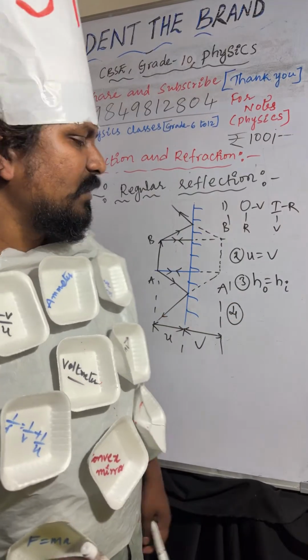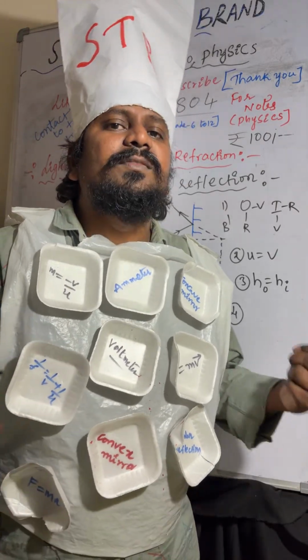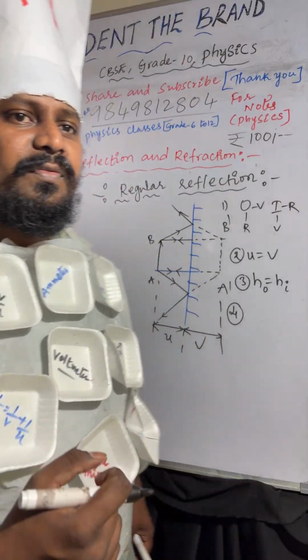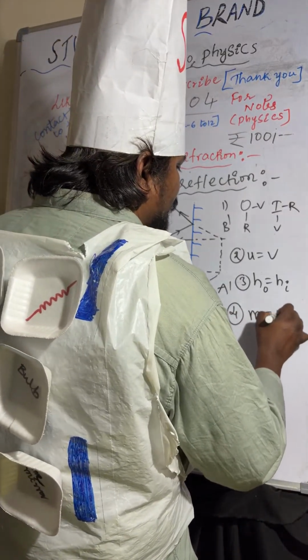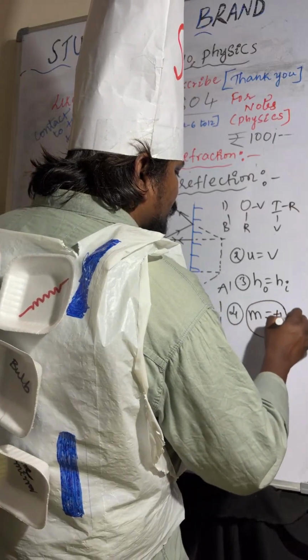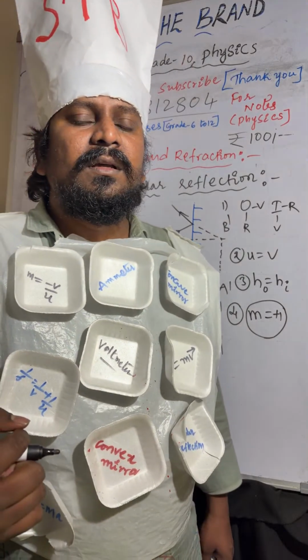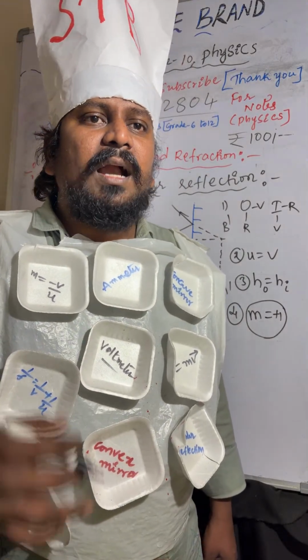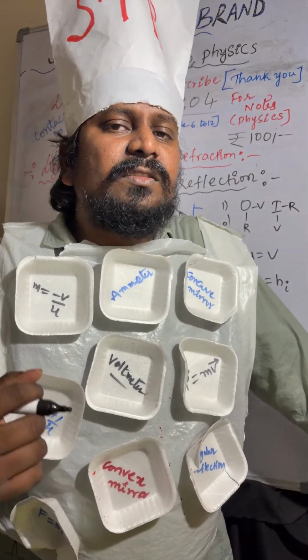And the next one, magnification of the plane mirror is +1. So m equal to +1. And it also shows lateral inversion.